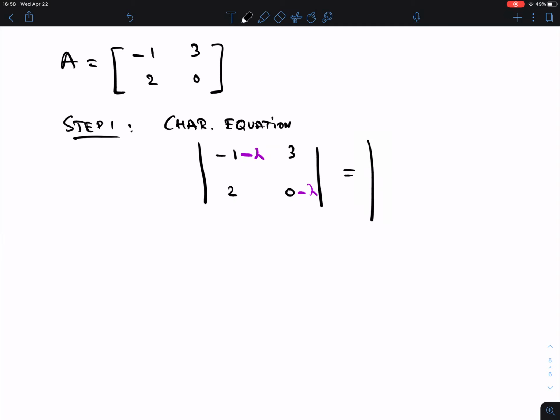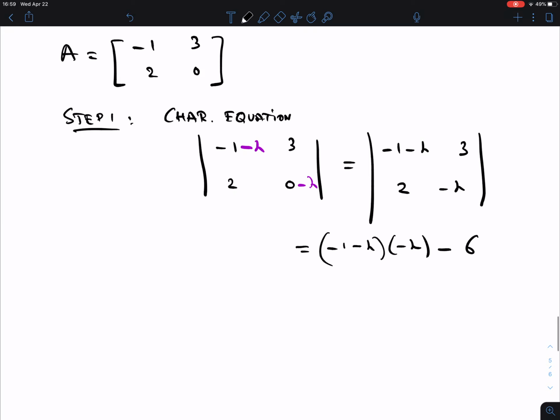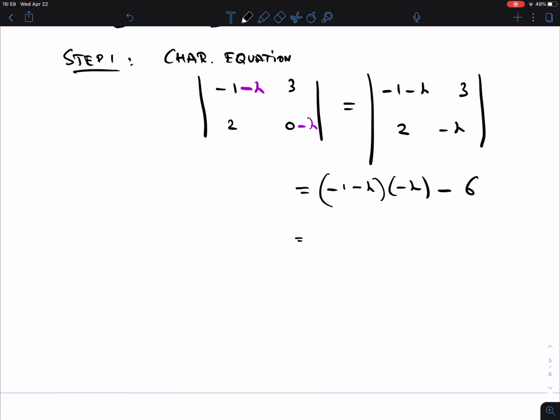I want a determinant. That's minus 1 minus lambda, 3, 2 minus lambda, and that's minus 1 minus lambda times minus lambda. A lot of minus signs. Be very careful here. Minus 6. I hope you see that's how the formula gives you. So let's expand this. That is lambda plus lambda squared minus 6. So lambda squared plus lambda minus 6. And we have to put this equal to 0.